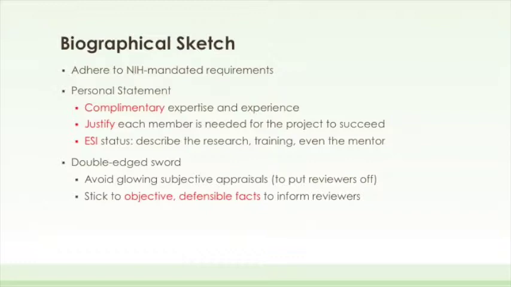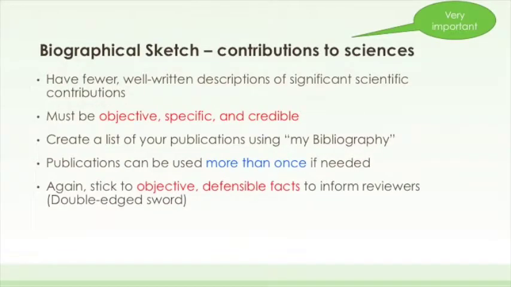And for early stage status, we need to talk about the research, training, and a lot of even the mentor. And when you write a biosketch, it is really a kind of double-edged sword. You don't want to use subjective words about how good you are. You need to stick to objective facts, and defend the facts to the reviewer. Otherwise, it's really easy to put them off. So having a few well-written contributions is very important in the scientific contribution. Again, be objective, specific, and credible.